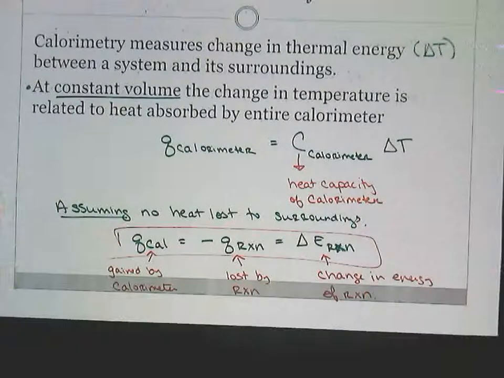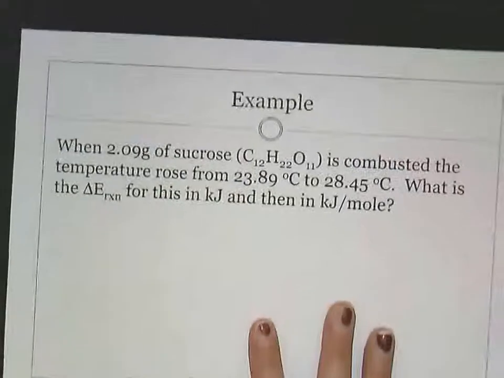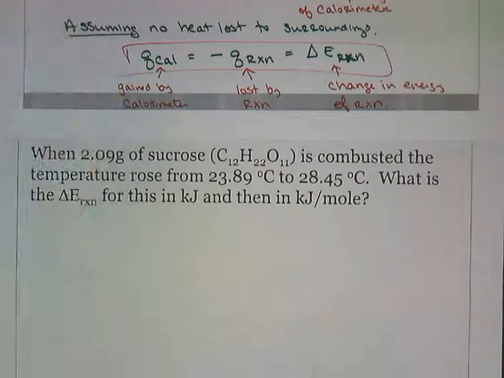Must mean it's time to give it a practice test, right? That's usually my system. New equation, give it a practice. All right, so let's say we have this experimental setup. I have 2.09 grams of sucrose, and it is combusted, which means I burned it all up. And the temperature rose from 23.89 degrees Celsius up to 28.45 degrees Celsius. I would like to know what is the change in energy for this reaction, first in kilojoules. We'll save the second half in a minute.